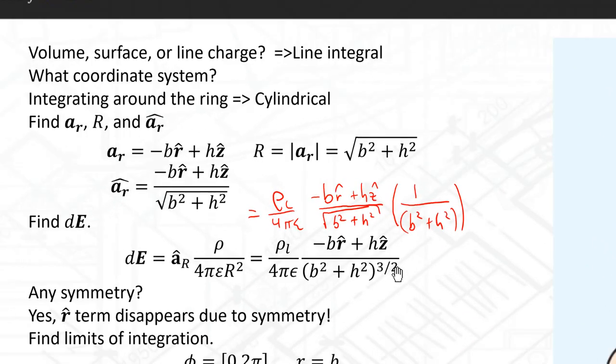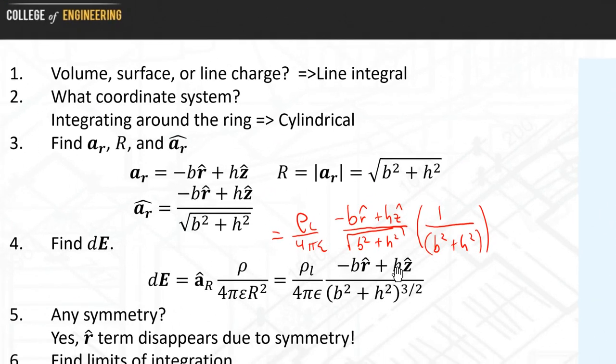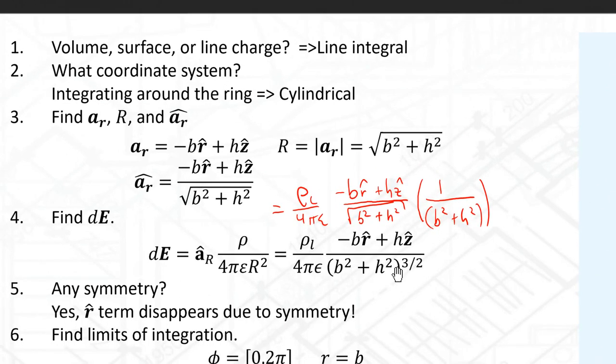All right, now the big question: symmetry. You're already seeing this here, so maybe it's better to ask why. Step 5 is you look to see if there's any symmetry in the problem that can cause some of these field components to cancel out. You have a field component in the r hat direction and a field component in the z hat direction. Will either of those terms cancel out due to symmetry? If not, then you of course have to do the integral. So the answer to number 5 is yes, the r hat term disappears due to symmetry.